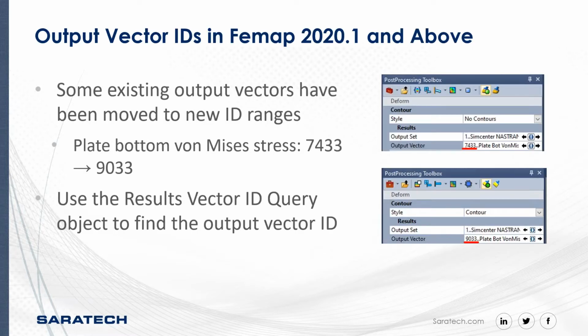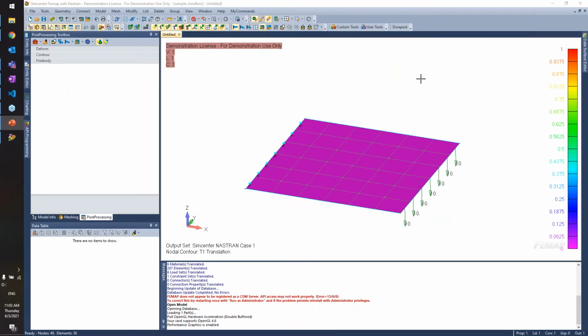So let's get started. First of all, in Femap 2020.1 and above, some output vector IDs have changed. So for example, plate bottom von Mises stress used to be 7433, and now it's 9033. So if you have any old APIs, legacy APIs, that kind of thing, you will need to update them to use these new output vector ID ranges. And we're going to talk about that pretty soon here. But let me go over to Femap.